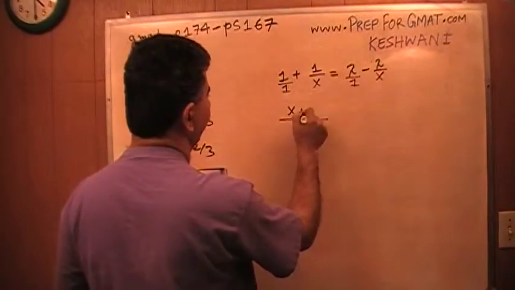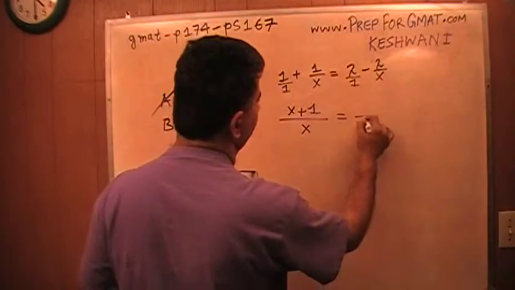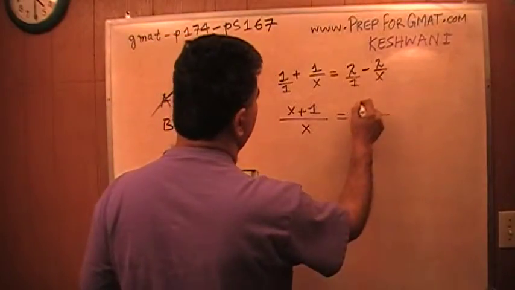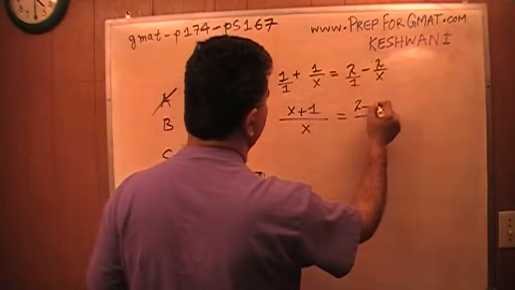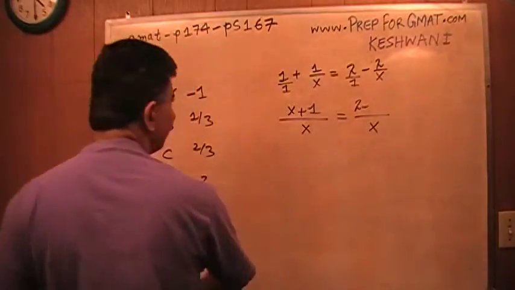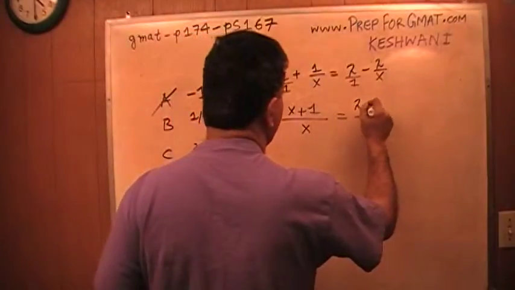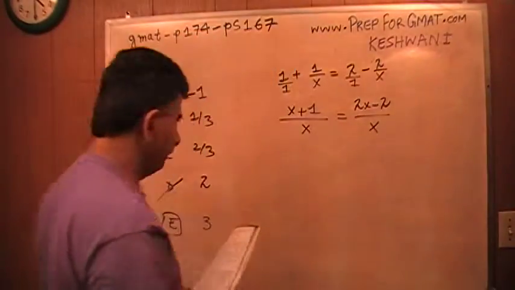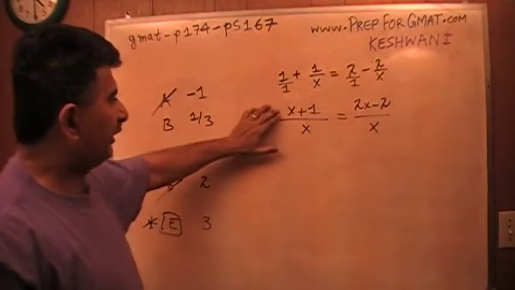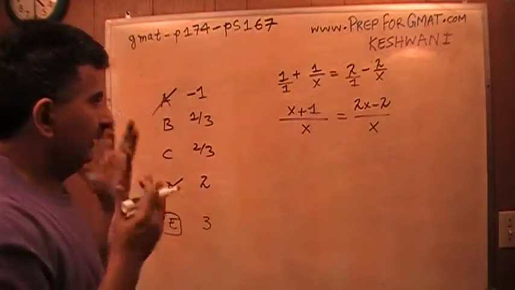So I end up with here x plus 1. And here we end up with a common denominator of x again, and end up with 2x minus 2. Since I have this quantity over x and this quantity over x, that x plays no role.